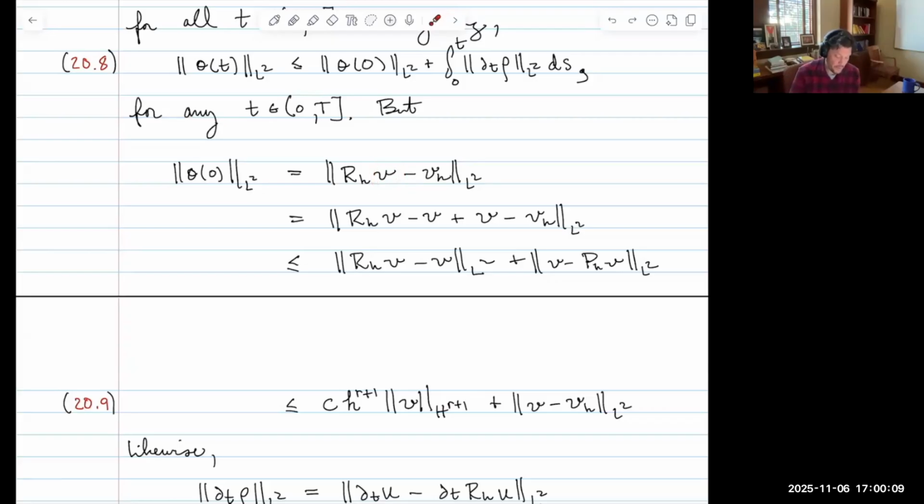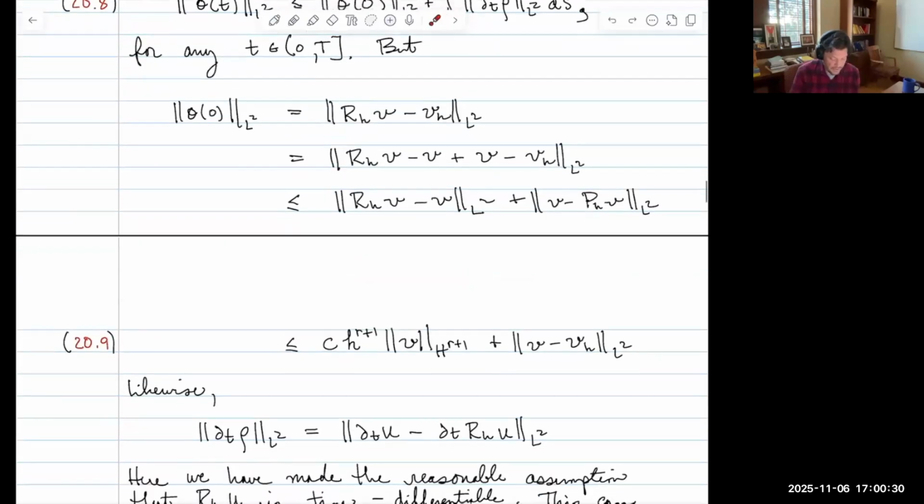Now I'm going to add and subtract V. This changes the expression not at all. But now I'm going to regroup this term, and I'm going to use the triangle inequality. RHV minus V, well, this I already know an estimate for, because if this is smooth enough, then the difference between a finite element function and the original function itself, the Ritz projection and the original function, is something that I can estimate. Well, actually, that's the one I need.